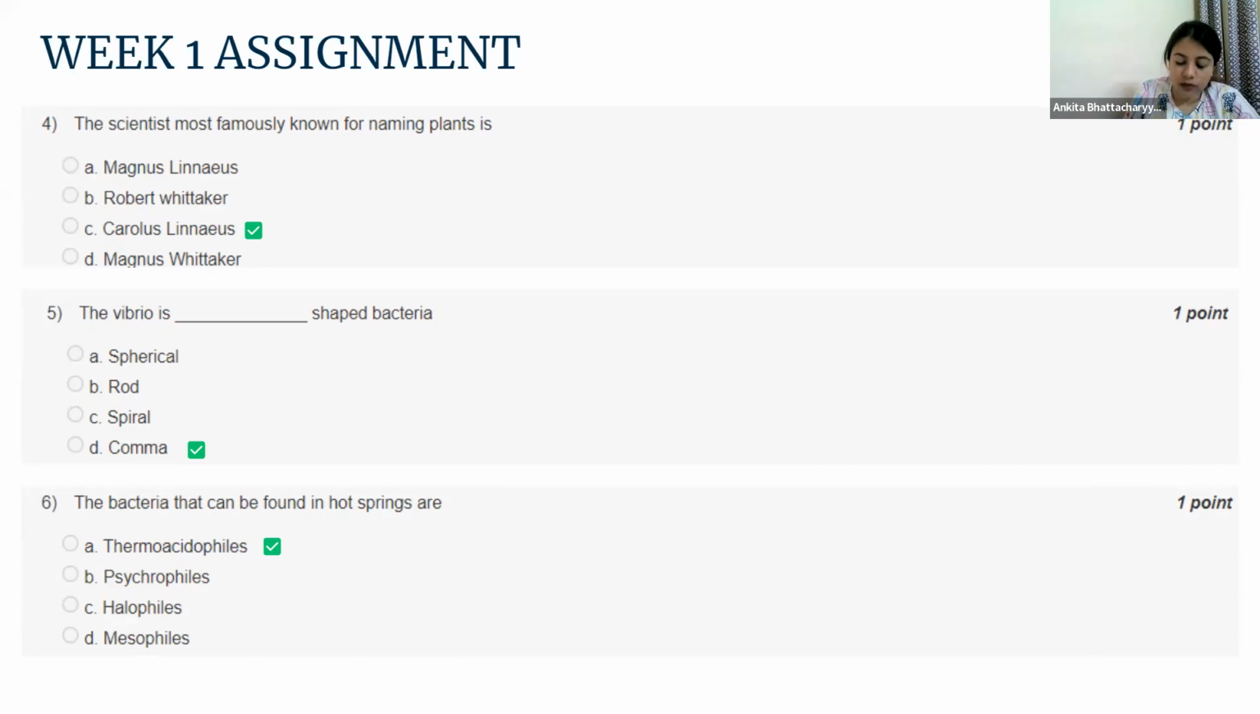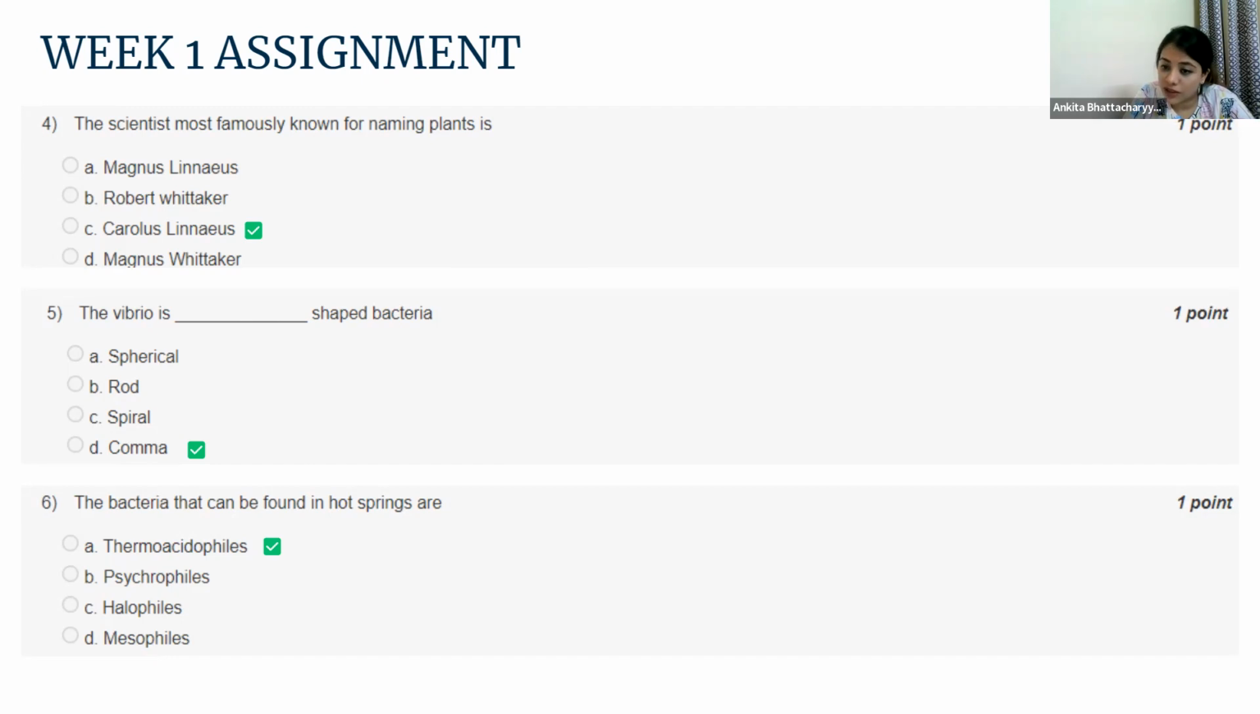Similarly, one question in this year's assignment was about bacteria that can be found in hot springs. Obviously, hot springs are regions with extremely high temperatures, which leads to the expulsion of water, giving rise to the name hot springs. Extremophilic bacteria that usually live under such conditions would be thermoacidophiles. As the name indicates, they live in such extreme pH and temperature conditions.